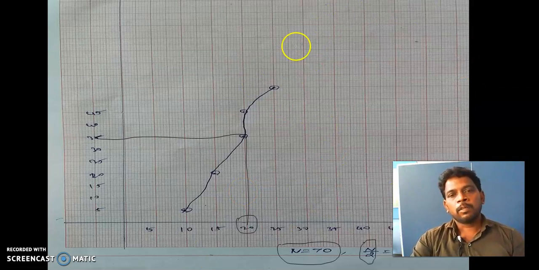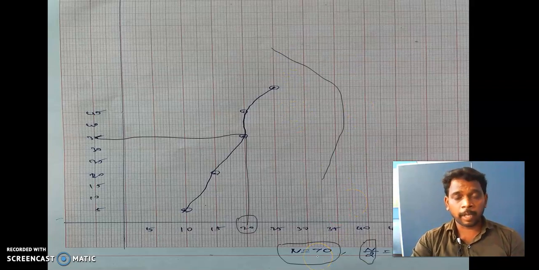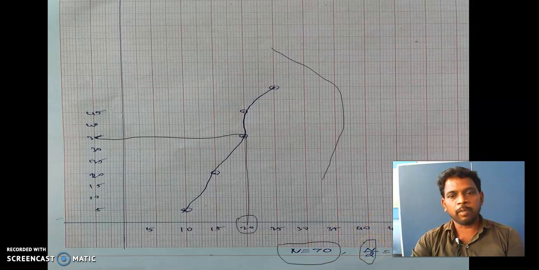Suppose the question is like this: draw more than ogive and find out the median from the graph. Then first we have to draw the more than ogive. The more than ogive may be like this, okay? Then after drawing the curve, what we have to do? Again we have to find out the total frequency and half of the total frequency also, that is n by 2 value.